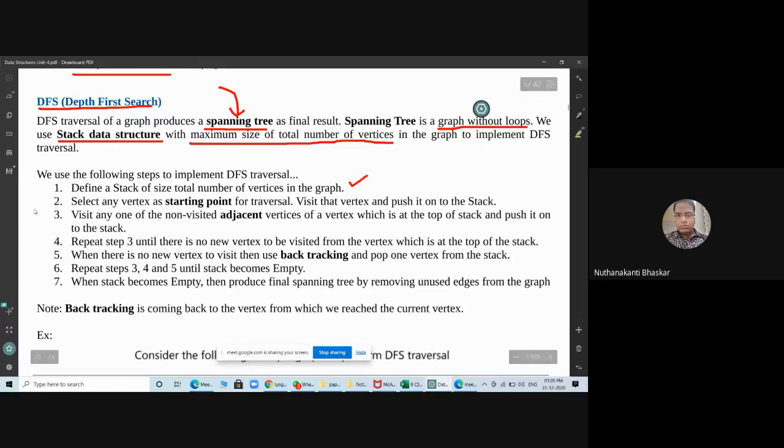After selecting that node, you need to visit that node. And after visiting, you must push it into the stack. Now you have to push that node into the stack. Clear the second step? Then I am going to use these steps only. Please understand.